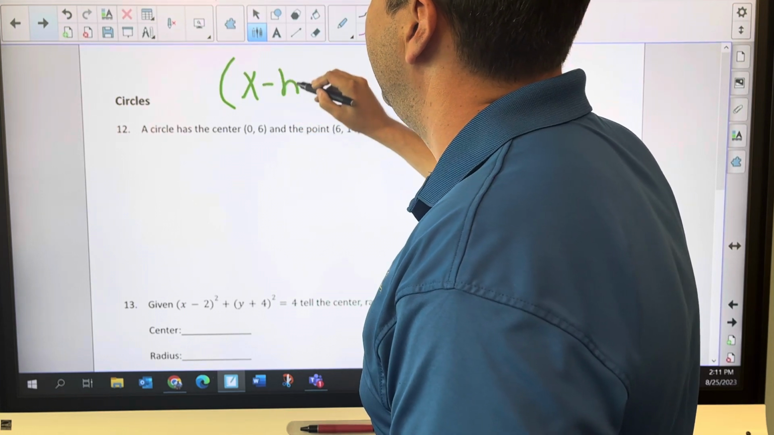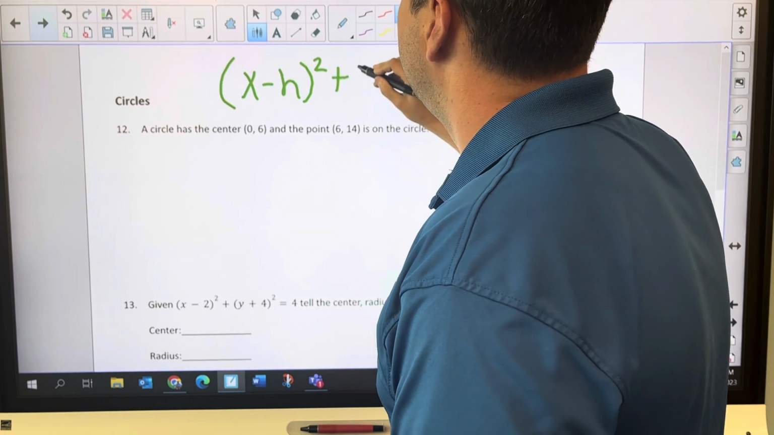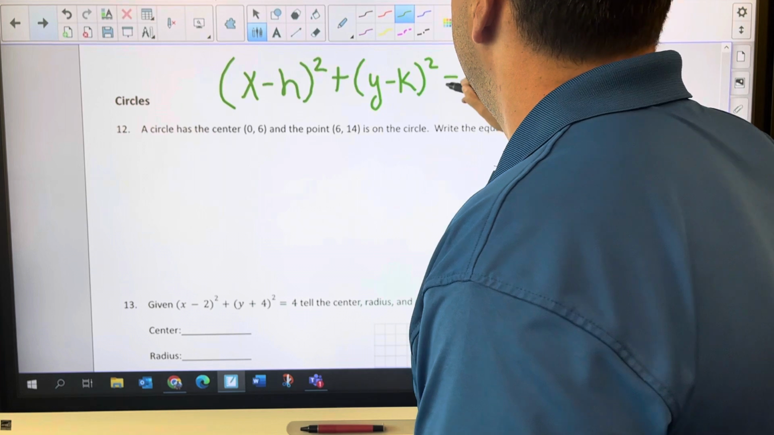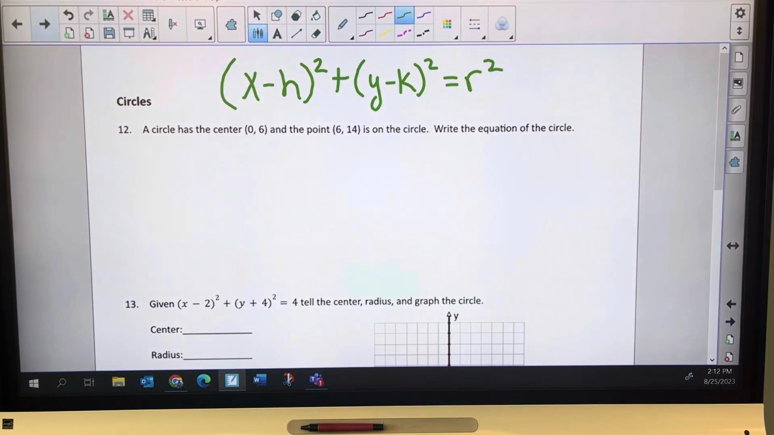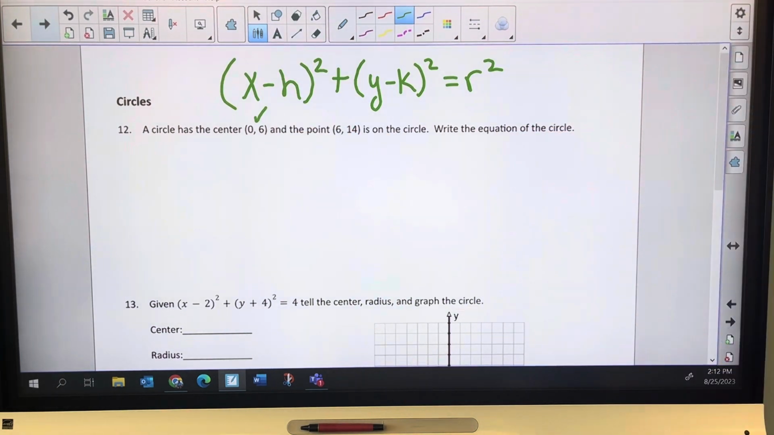(x minus h) squared plus (y minus k) squared equals r squared. All right. Where (h, k) is the center of the circle, and r is obviously the radius. So I need h, k, I need the center, which bingo bango we got, and I need a radius.